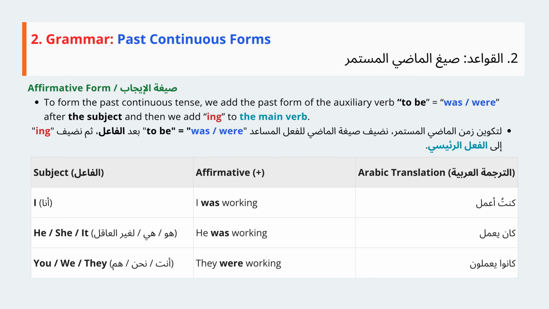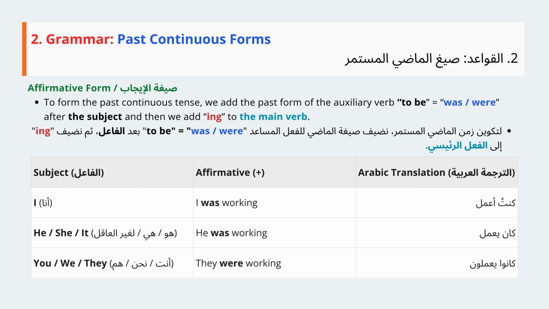The final grammar lesson today is the past continuous tense. Let's start with its forms. For the affirmative form, to form the past continuous tense, we add the past form of the auxiliary verb to be, which is was or were, after the subject. Then we add ing to the main verb.